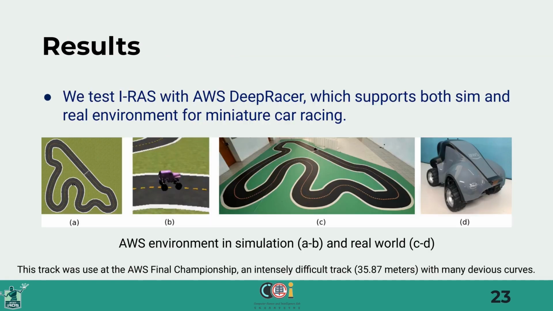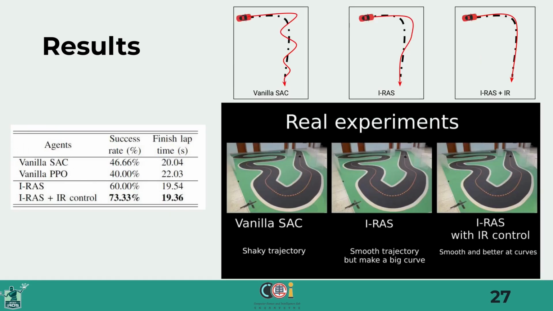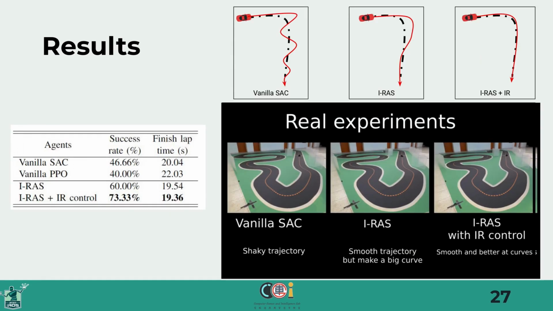In the experiment, we use AWS DeepRacer, a platform supporting both simulation and real environment for miniature car racing. We can see that the IROS agents significantly improve the smoothness of steering action compared to the vanilla SAC, and IROS with IR control performs even better, with a higher success rate and finishing the track in a faster time. Here is the demonstration in the real world.